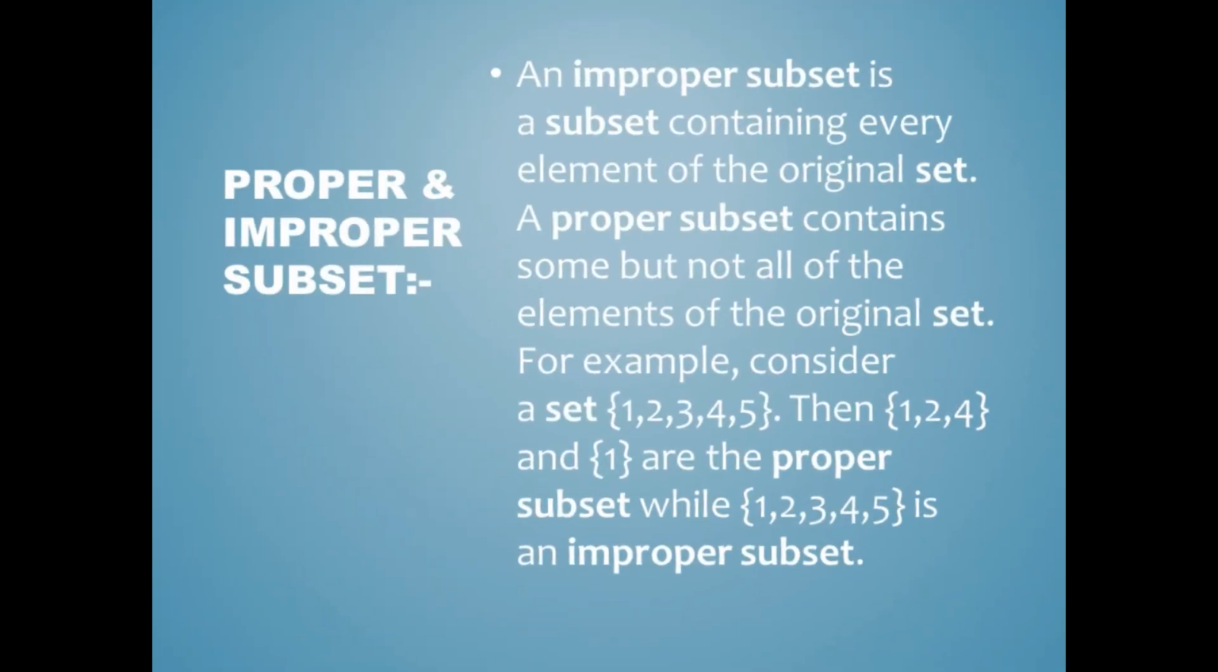Proper and improper subset. These are the two types of subset. An improper subset is a subset containing every element of the original set. A proper subset contains some but not all the elements of the original set. For example, consider the set {1, 2, 3, 4, 5}. Then {1, 2, 4} and {1} are examples of proper subsets, because {1, 2, 4} and {1} do not contain all the elements of the given set, but the set {1, 2, 3, 4, 5} is an improper subset because it contains all the elements of the given set.